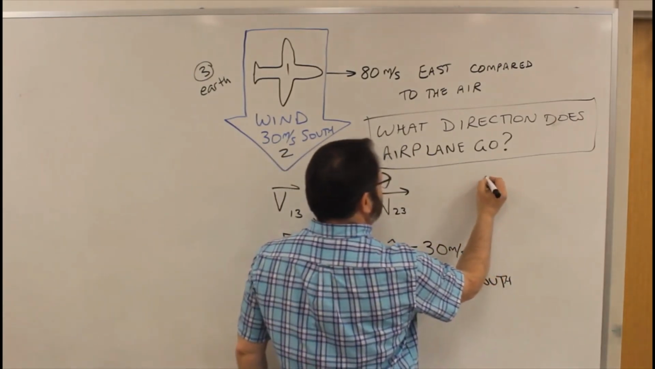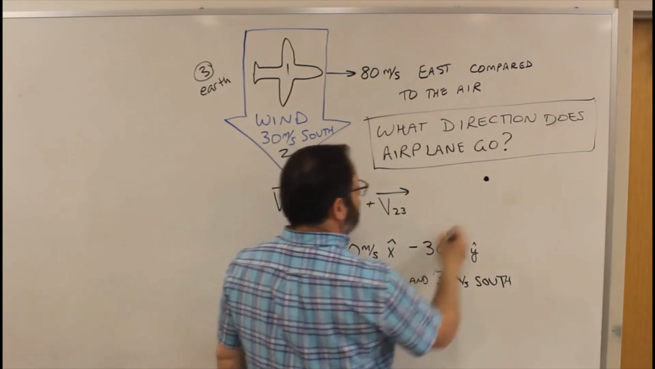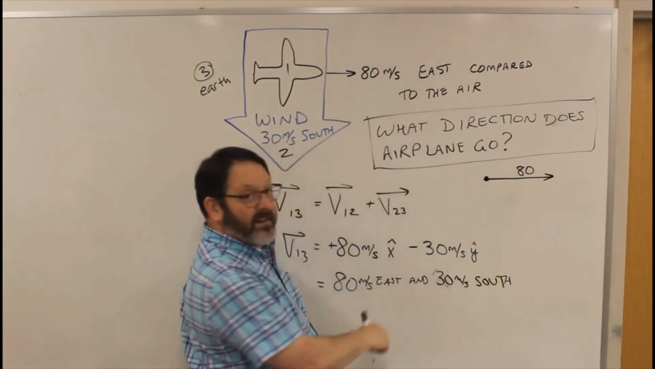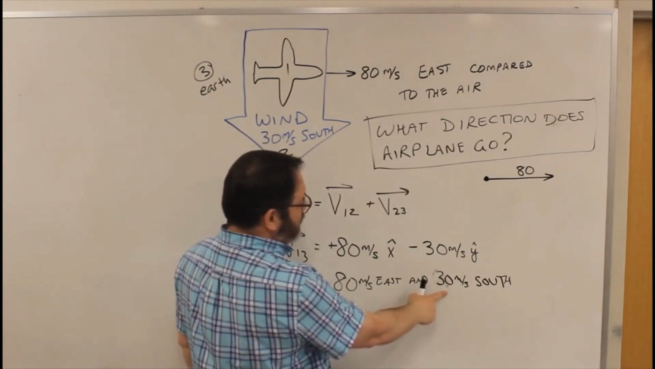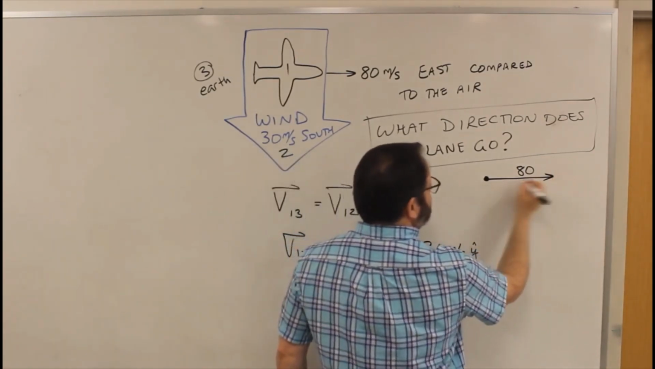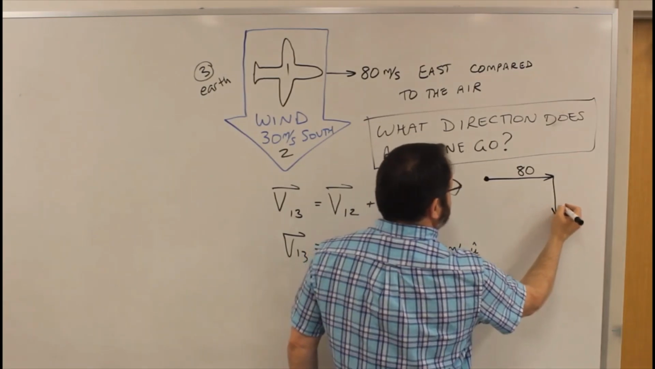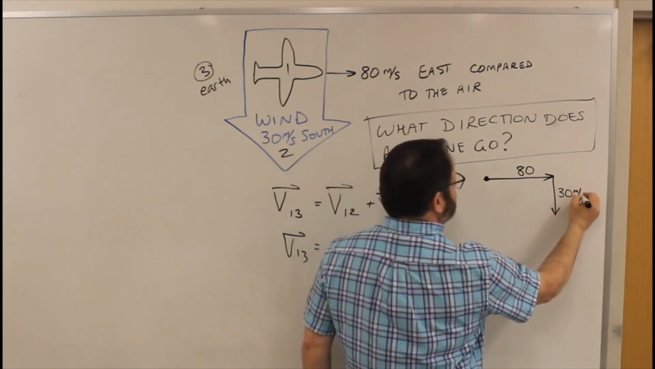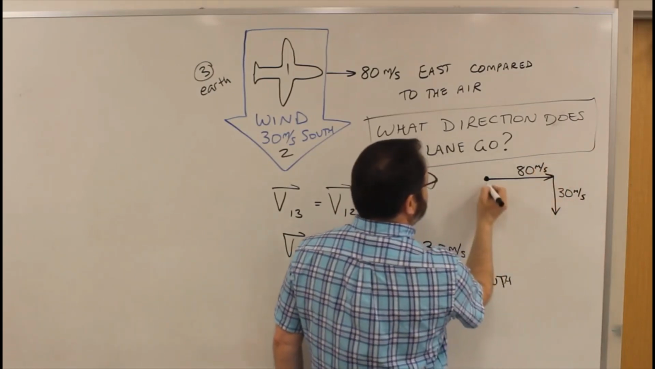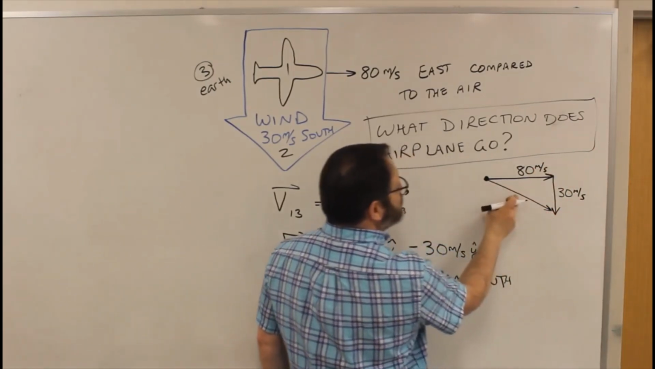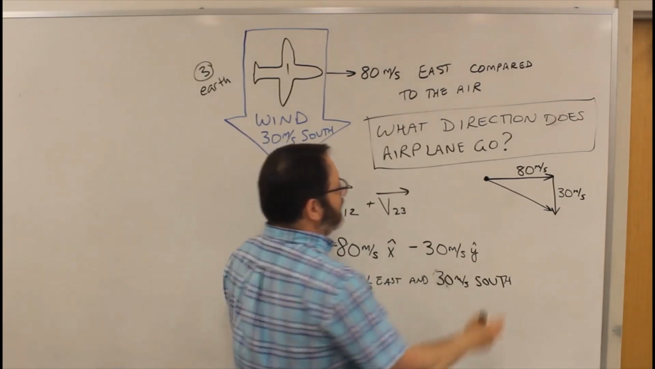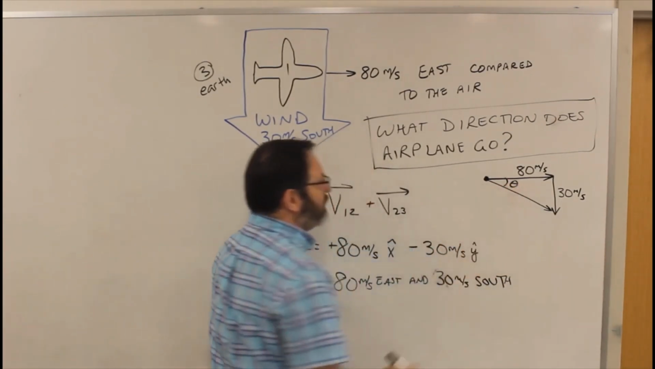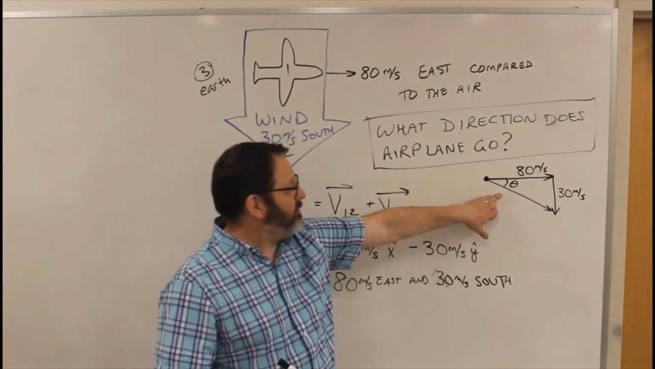So if I start here and I go 80 meters per second east, so there's 80 this way, and plus 30 meters per second south, so from here, tip to tail, 30 meters per second that way. So this is 30 meters per second, 80 meters per second. This is the actual path the airplane will go on. So what direction? This is the thing we're looking for. So that theta is what we're looking for.